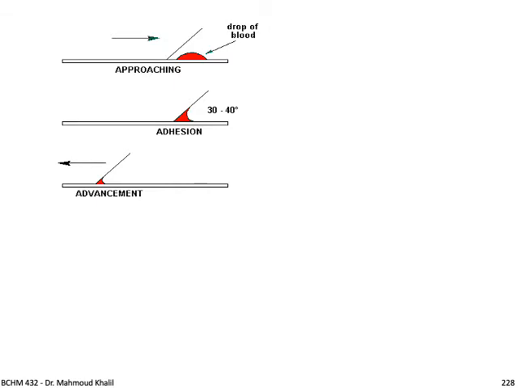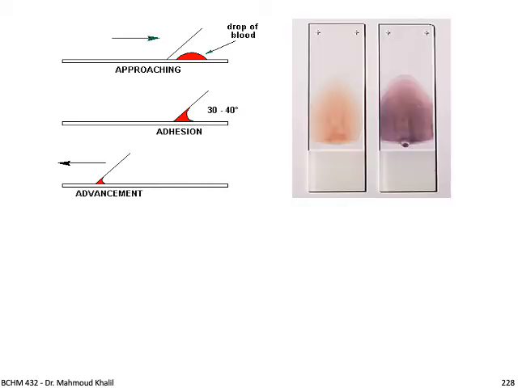In this slide, you can see how to make a smear of a blood film. You need a cover slip that touches the slide at an angle of around 30 to 40 degrees. You have a drop of blood, make an adhesion like in the figure, and then swipe the cover slip to the front. This is the result of the smearing. You can see how the blood is smeared from the initial position.